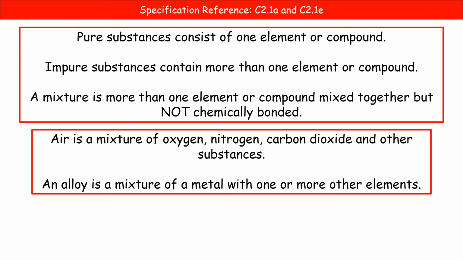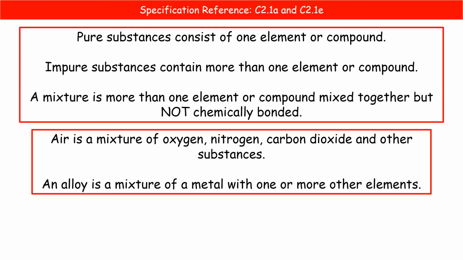When we consider if something is a pure substance or an impure substance, first thing we need to do is know what that means. If something is pure, it consists of only one element or only one compound. Impure substances contain more than one element or more than one compound.